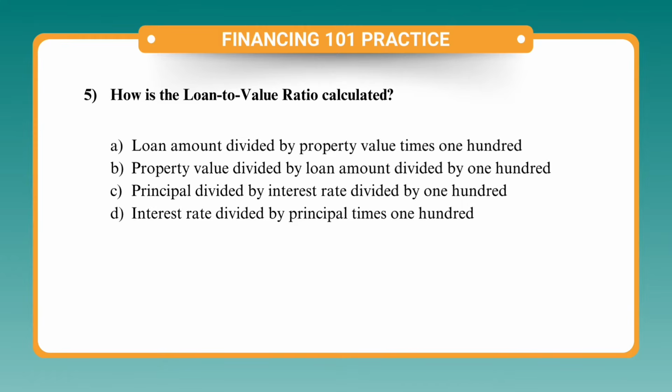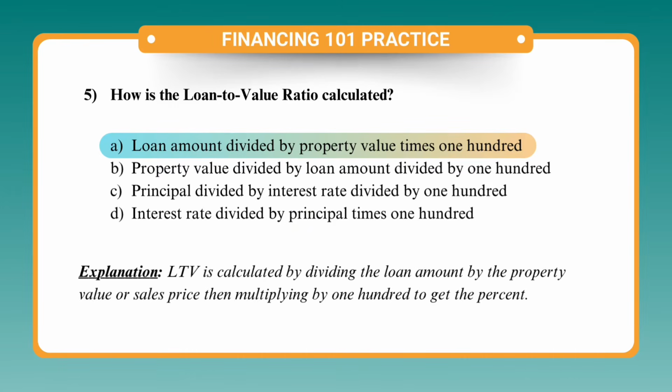Is it A, loan amount divided by property value times 100, B, property value divided by loan amount divided by 100, C, principal divided by interest rate divided by 100, or D, interest rate divided by principal times 100? The answer is A. Loan-to-value ratio is calculated by dividing the loan amount by the property value or sales price, then multiplying by 100 to get a percent.